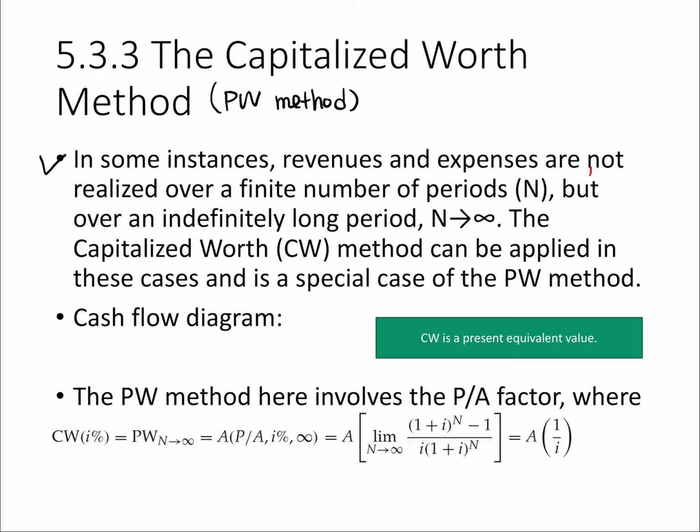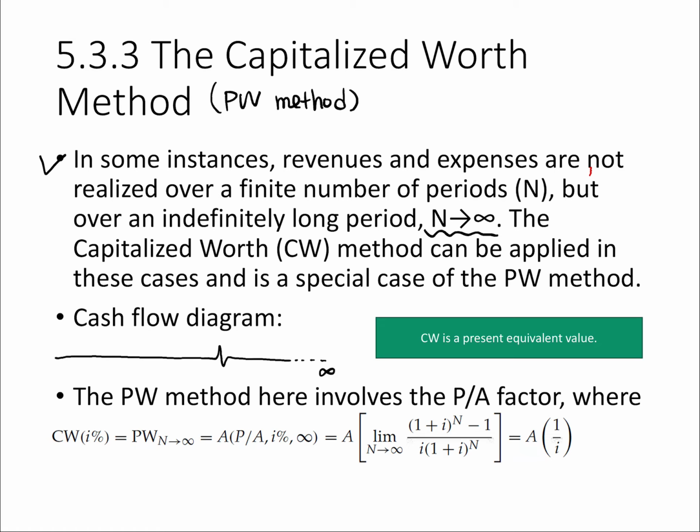In some instances, revenues and expenses are not realized over a finite number of periods, but over an infinitely long period. You can see it as the number of interest periods going to infinity. The capitalized worth method can be applied in these cases and is a special case of the present worth method. Why is it a present worth method?